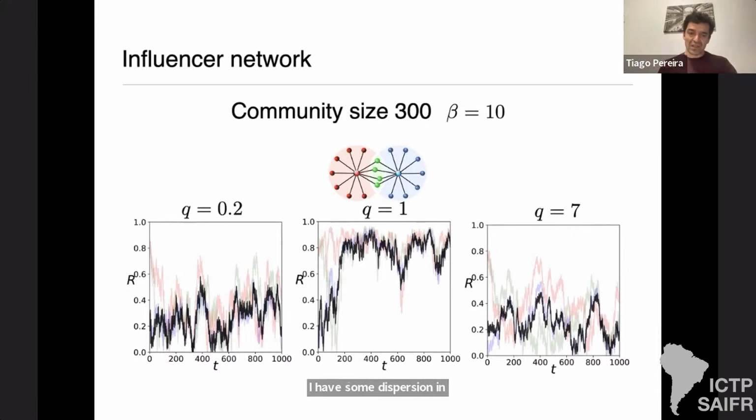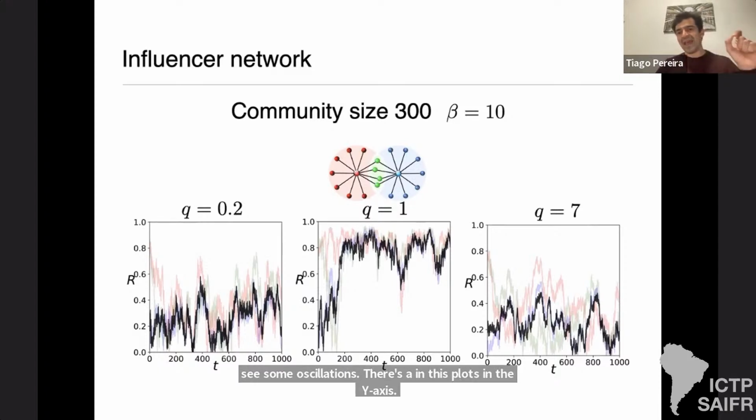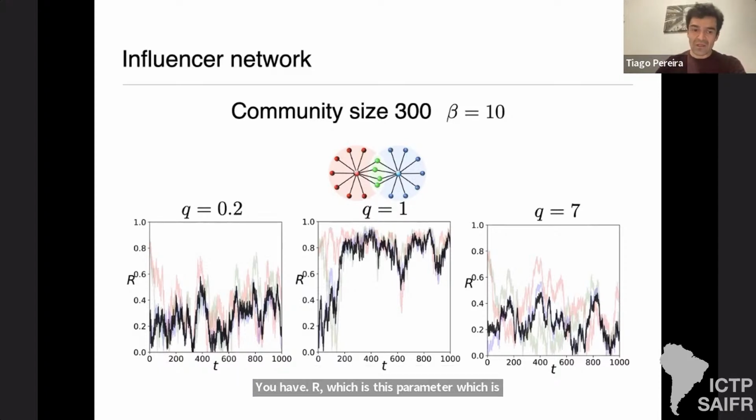I see some oscillations. In these plots, in the y-axis you have R, the parameter which quantifies synchronization, and in the x-axis you have time. You see it's oscillating around 0.1, which means the system is not synchronized. Then I increase Q to 1, so now I'm in the ideal coupling regime. You see excursions to big values of R, so the system is synchronizing. And if I push Q very large, the system desynchronizes again.